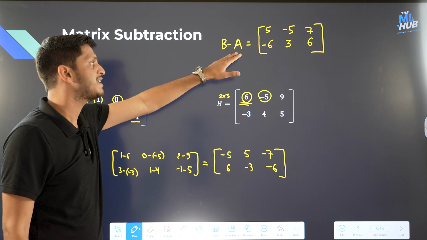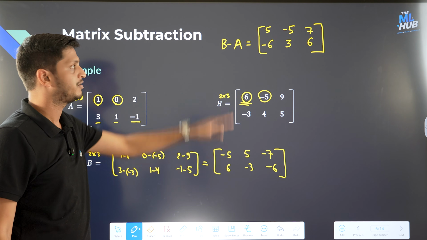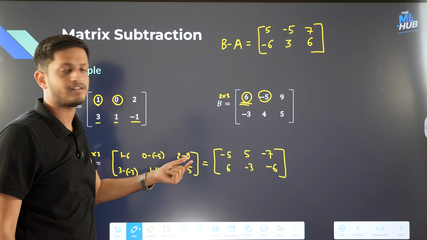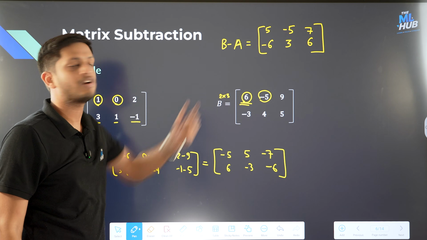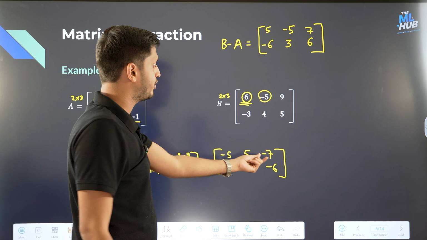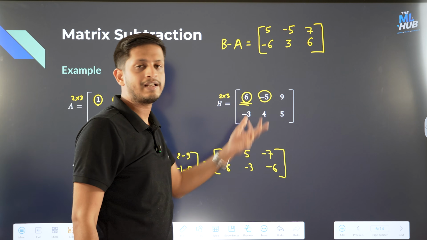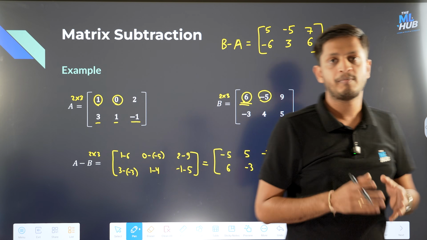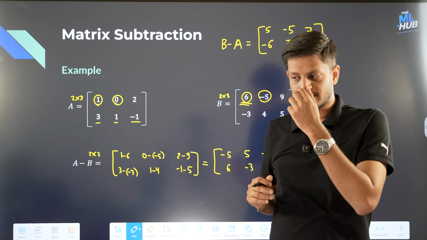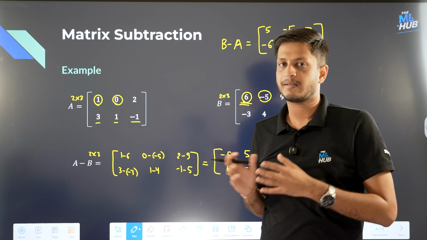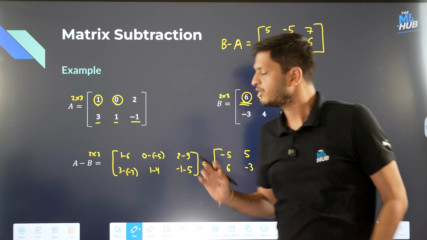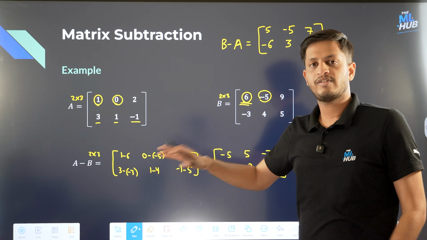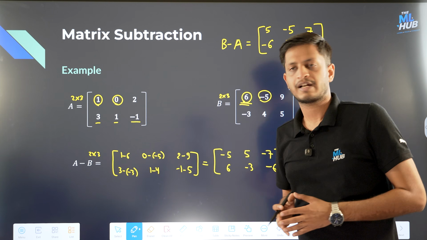Notice that B minus A is a different matrix than A minus B. All the elements have the opposite sign. Here if you have minus 5, there you have plus 5. Here if you have plus 5, there you have minus 5. Here if you have minus 7, there you have plus 7. So all the elements are of opposite sign. So A minus B will be different from B minus A. We will see this property. This property is called commutative, and subtraction is not commutative. So always notice which matrix is coming first, and according to that you have to do the subtraction.